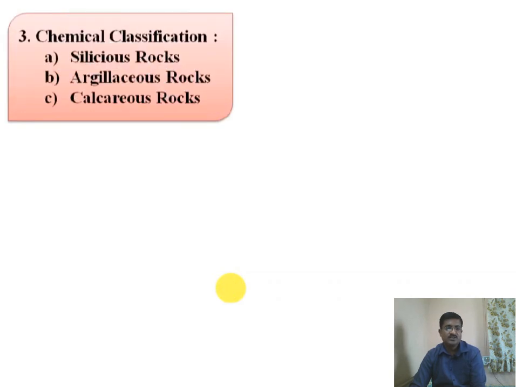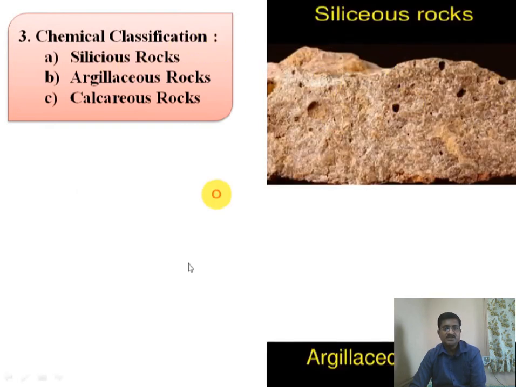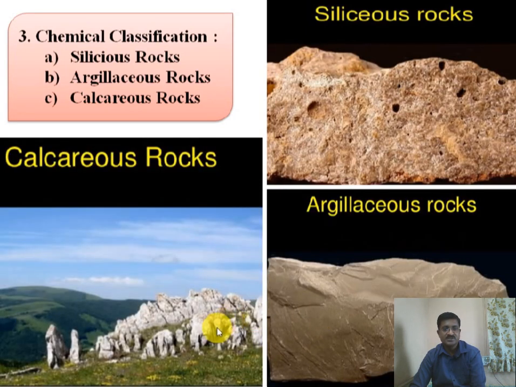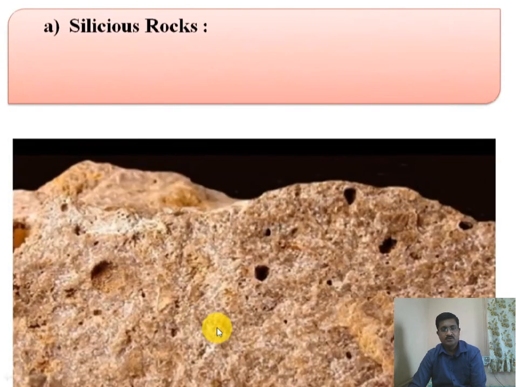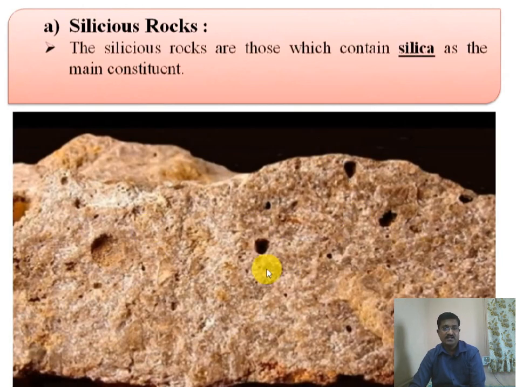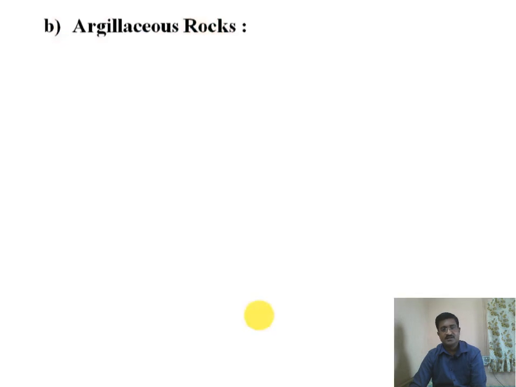Chemical composition is the third category: siliceous rocks, argillaceous rocks, and calcareous rocks. You can see the images. First, siliceous rocks: these are those which contain silica as their main constituent, and the examples are very famous: granite, quartzite, gneiss, etc.